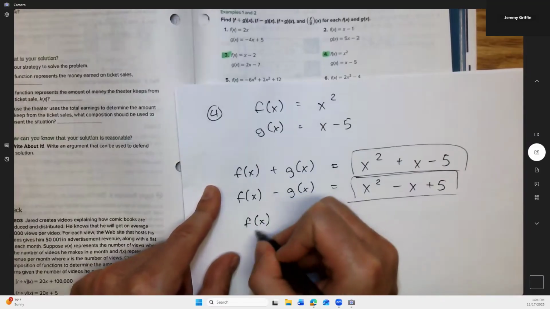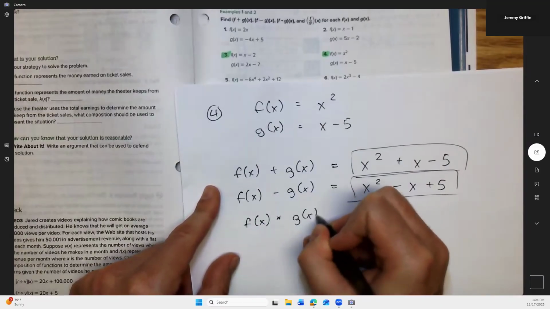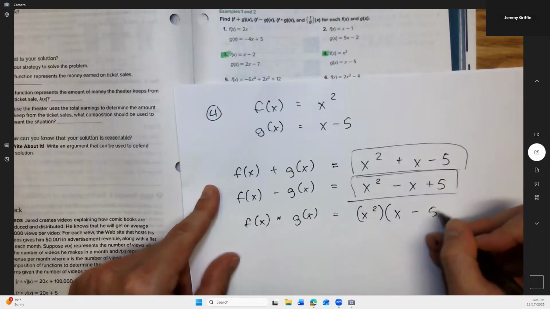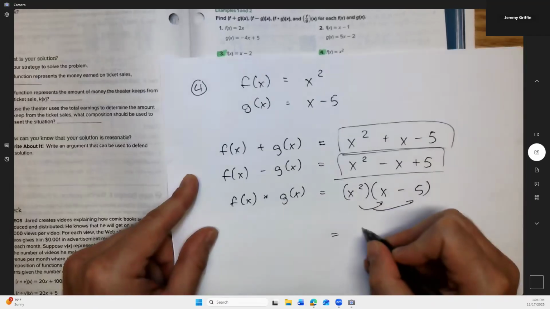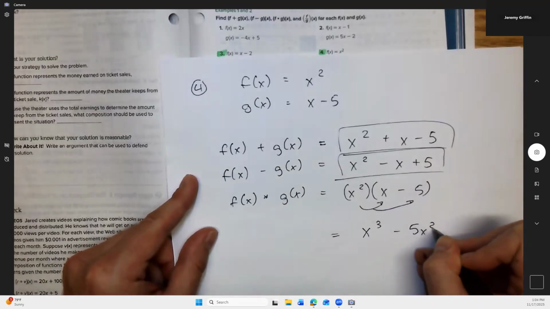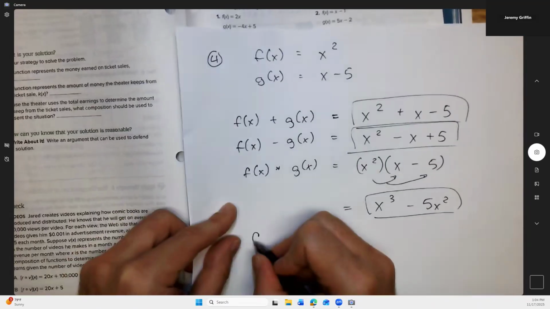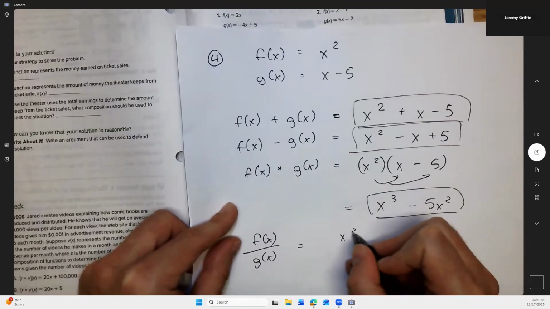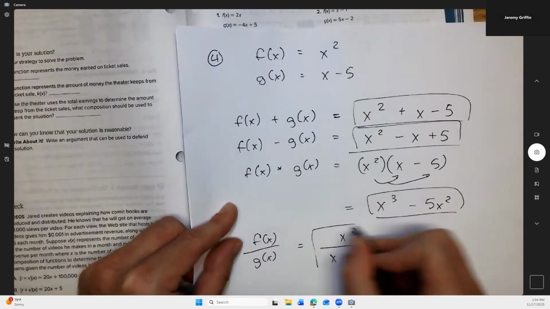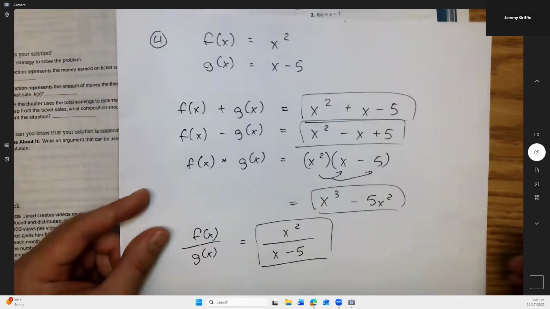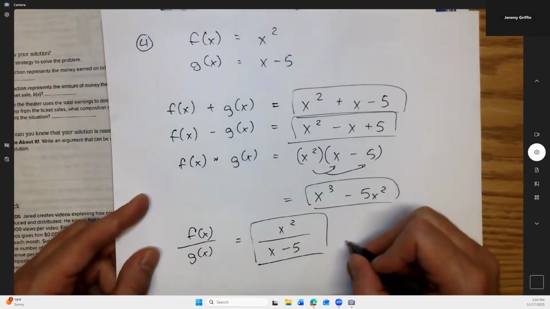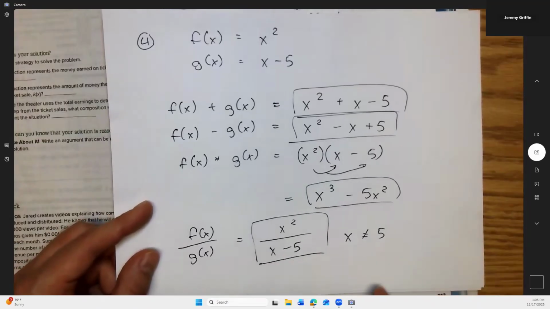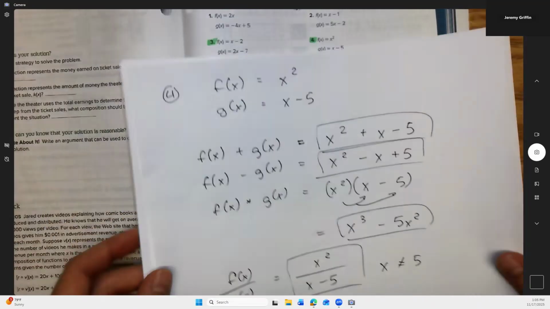What if I do f of x times g of x? Well, I'm going to take this x squared and distribute it into each of these two terms, which would give me x to the power of 3 minus 5x squared. Boom, done. And finally, if I do f of x divided by g of x, that would be x squared over x minus 5. By the way, that fraction does have a domain restriction, which is x cannot be equal to 5, because if you did plug in 5, you'd be dividing by 0. So on a graph, this would show up as a vertical asymptote.